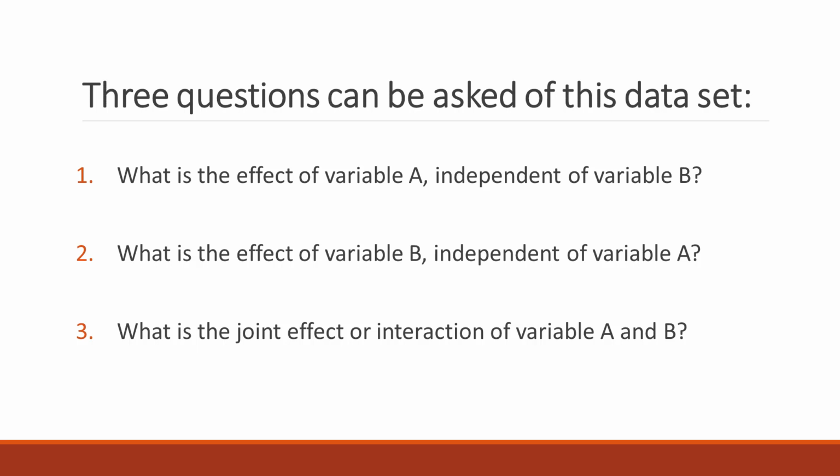Therefore, we can ask these 3 questions. What is the effect of variable A independent of variable B? What is the effect of variable B independent of variable A? And what is the joint effect or interaction of variable A and B? These components are called main effects and interaction effects, each explaining part of the total treatment effect.